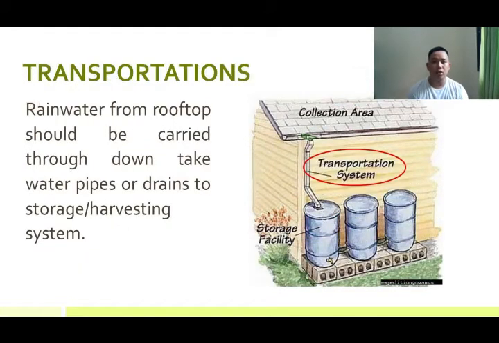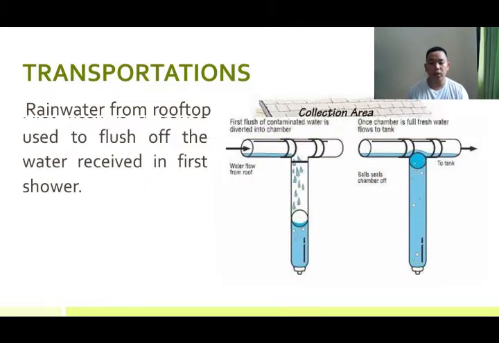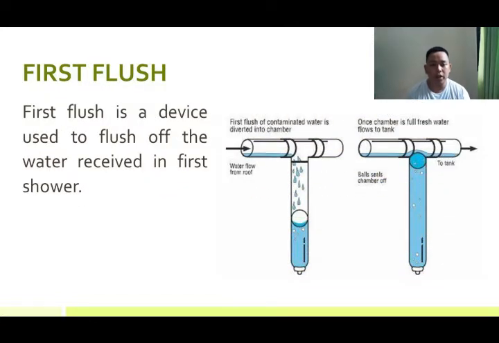Pangalawa, transportation. Ito yung kung saan dadaan yung tubig ulan. Syempre, dadaan siya sa mga downpipes natin. Pangatlo, yung first flush. Ito yung nagse-separate ng tubig ulan sa mga debris na maaaring makuha sa ating rooftop. Example, may mga leaves o may mga maliliit na bato. Dito, hiwalay yung tubig ulan sa mga debris na yun.